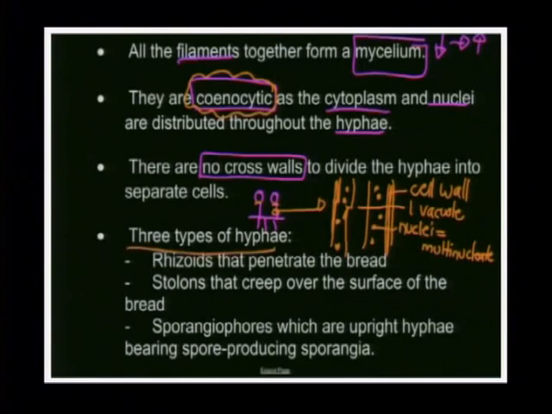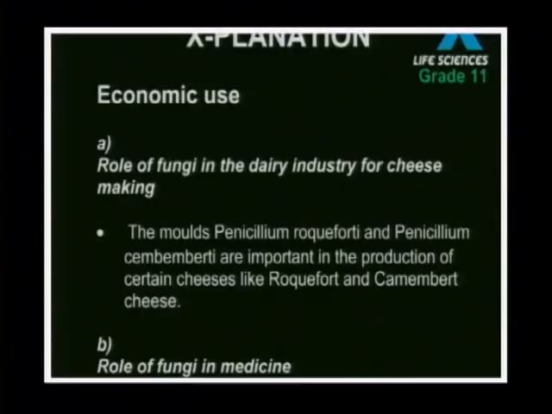There are three types of hyphae, as mentioned: rhizoids that grow down, stolons that grow across, and the sporangiophores that grow up. And remember, when the bread mold becomes mature, the sporangiophores will develop sporangia on them. Fungi, despite the fact that they are so peculiar, are very, very important to us, economically and ecologically. We're going to start with their economic use.